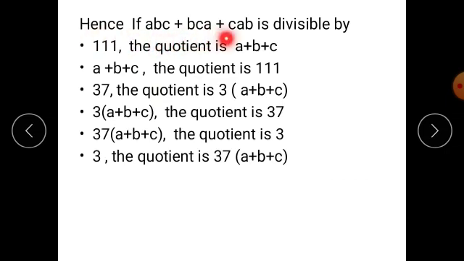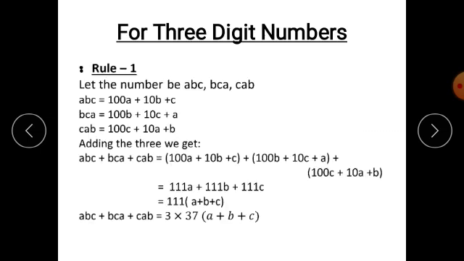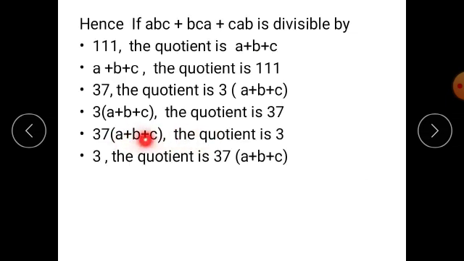So hence, if ABC plus BCA plus CAB is divisible by 111, the quotient is A plus B plus C. If it is divisible by A plus B plus C, the quotient is 111. If it is divisible by 3 into A plus B plus C, the quotient is 37. If it is divisible by 37, the quotient is 3 into A plus B plus C. If it is divisible by 37 into A plus B plus C, the quotient is 3. If it is divisible by 3, the quotient is 37 into A plus B plus C. So we have three basic statements, the 1st, 3rd and 5th, and the other three are vice versa.